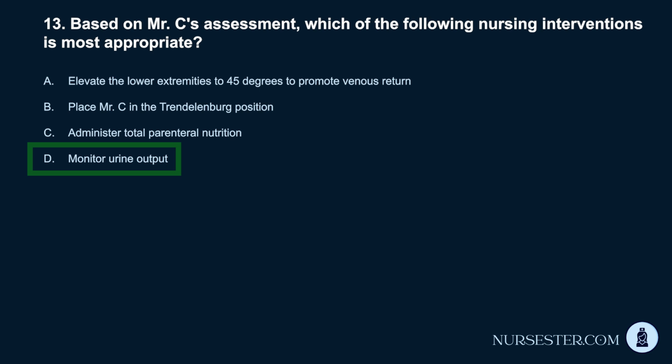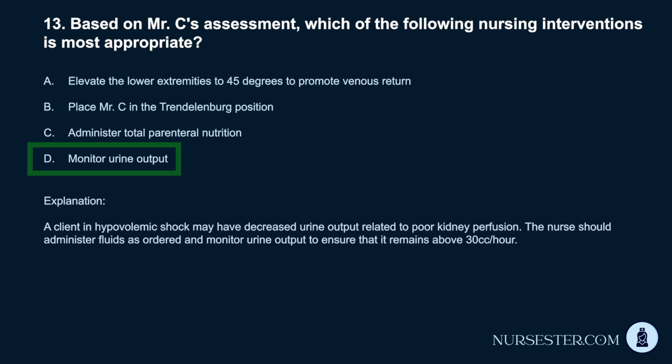Monitor urine output. A client in hypovolemic shock may have decreased urine output related to poor kidney perfusion. The nurse should administer fluids as ordered and monitor urine output to ensure that it remains above 30 cubic centimeters per hour.